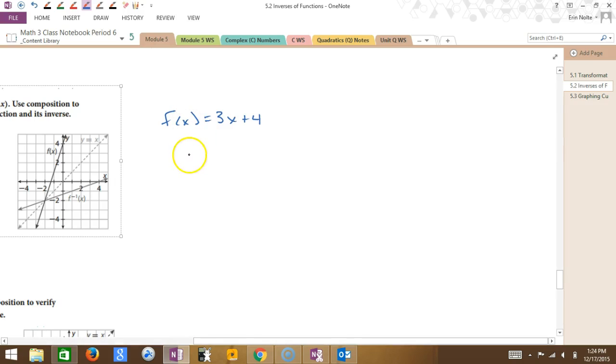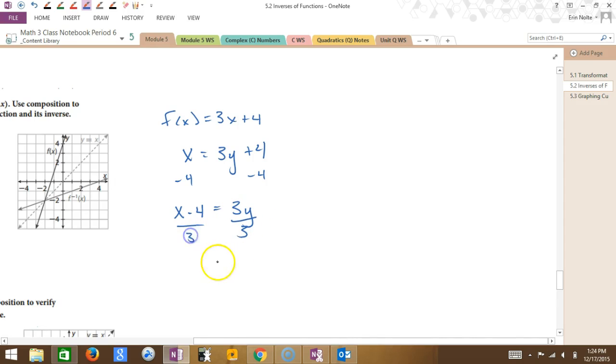So watch what I do here. X is equal to 3y plus 4. Now all I'm going to do is solve for the y. How would you solve for y here? Subtract the 4. So I have x minus 4 is equal to 3y. Then what? Divide by 3. Boom. There it is. The inverse is x minus 4 over 3.